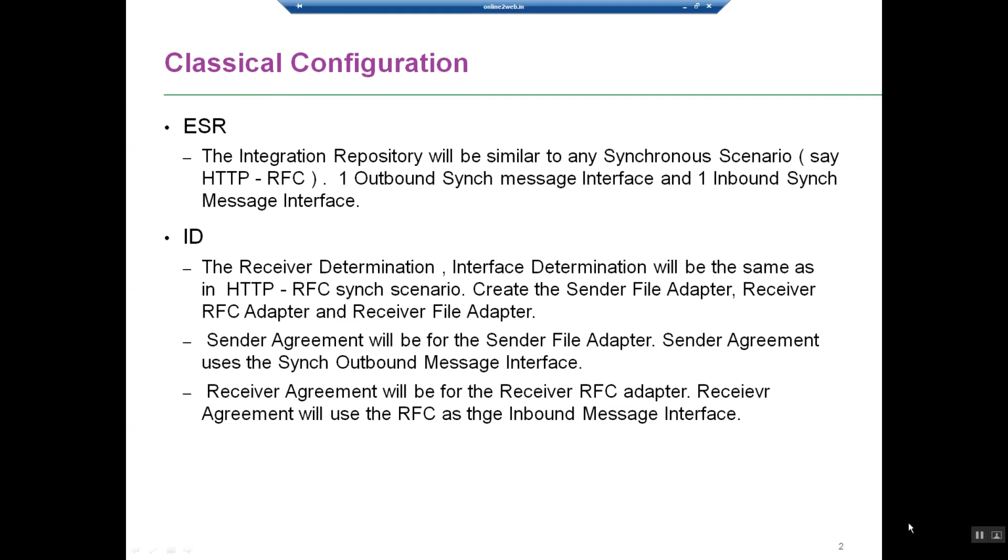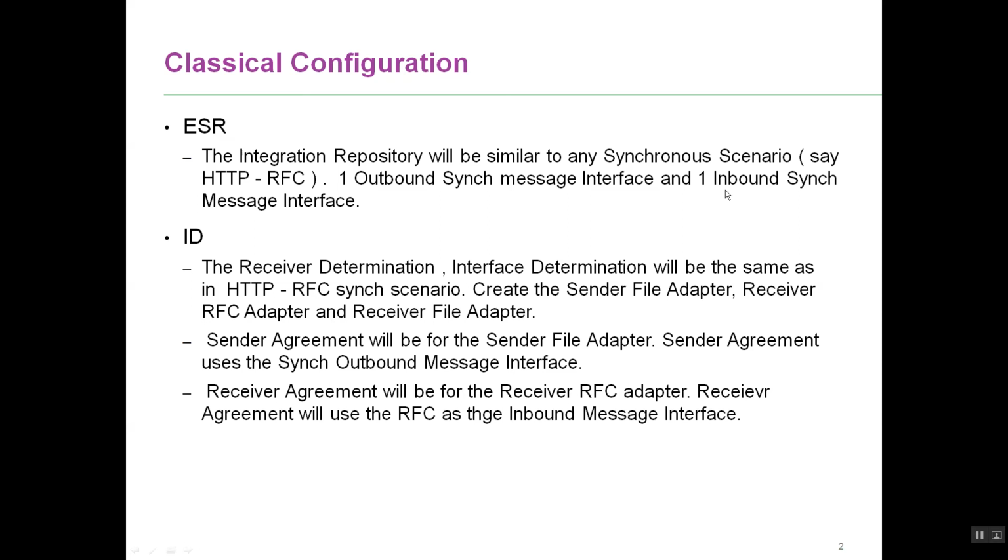So in the case of a classical configuration, let's look at the enterprise service repository for a file RFC scenario. The integration repository will be similar to any synchronous scenario, say an HTTP to RFC scenario. So what does that mean? In the enterprise service repository, your async sync scenario or the file RFC file scenario will have to be built the same way that we would build our HTTP to RFC scenario. So you will have one outbound synchronous message interface and one inbound synchronous message interface.